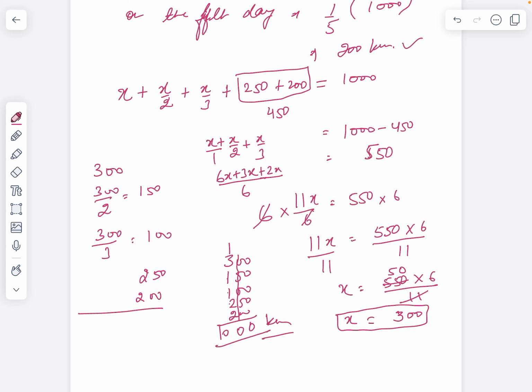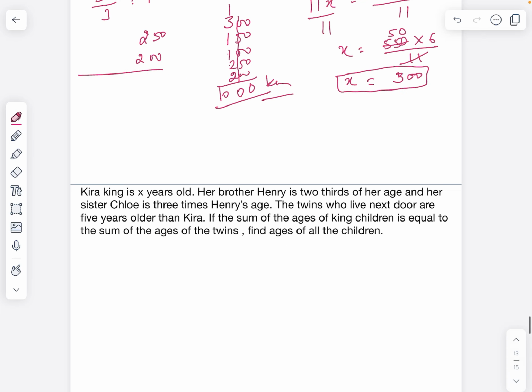And that's how you're supposed to do it. These questions can come in numerical reasoning also. So you'll have to be very prepared for that.